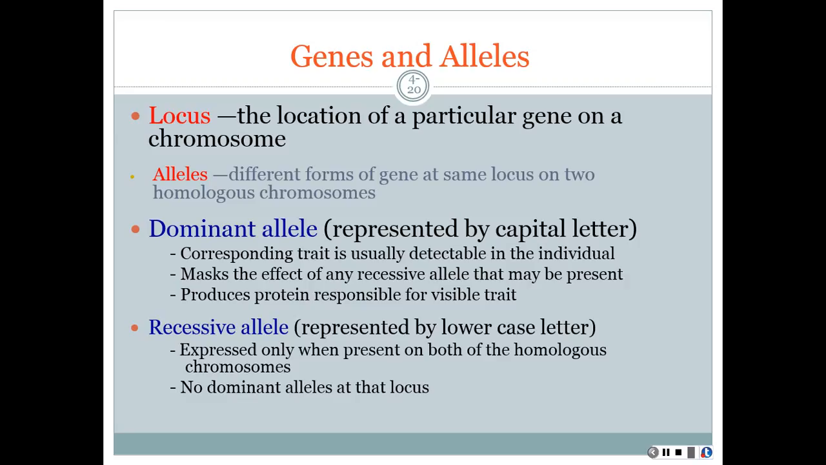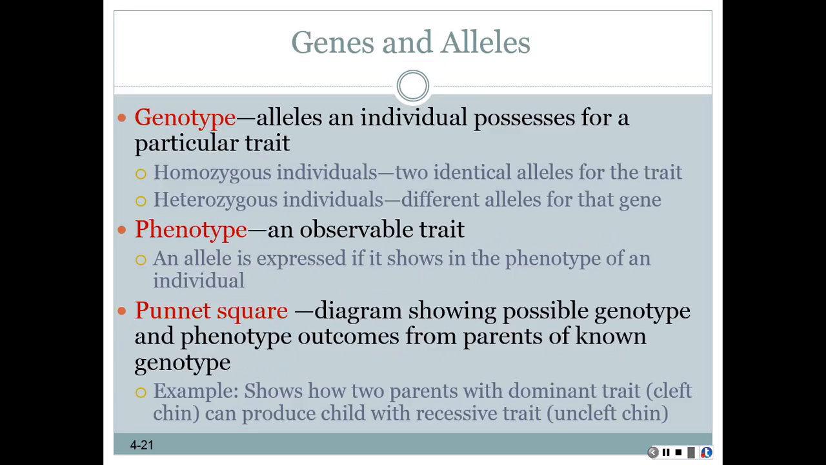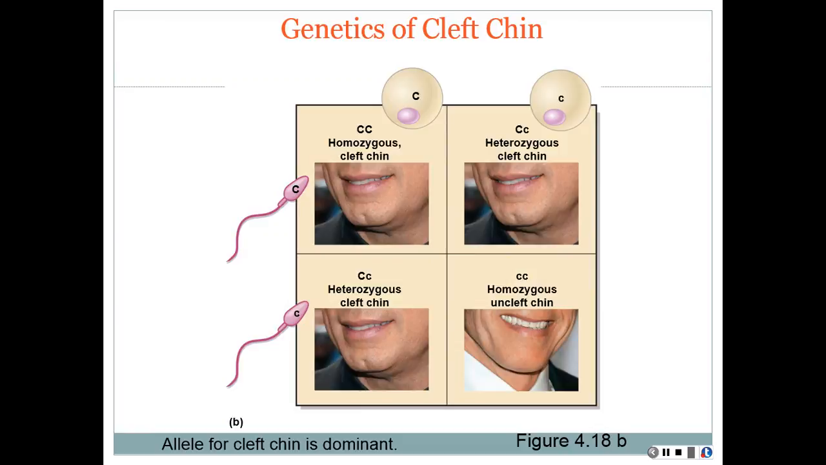An example of a dominant trait is a cleft chin, shown in figure 4.19. If it's a capital letter, it means dominant. If it's a lowercase letter, it's recessive. This individual, John Travolta, has a dominant trait for a cleft chin, capital T, capital T.